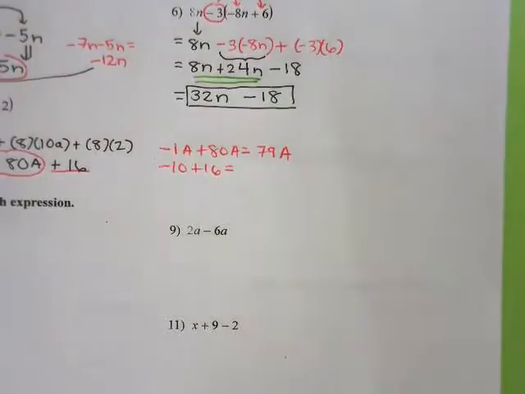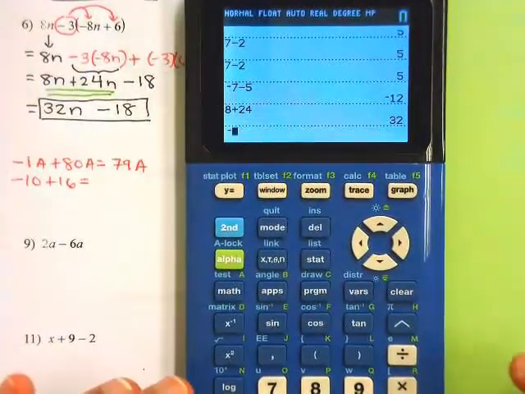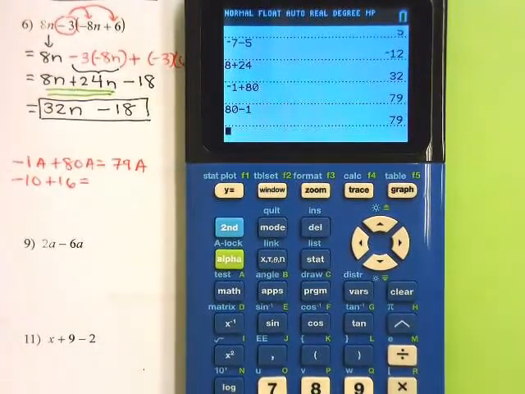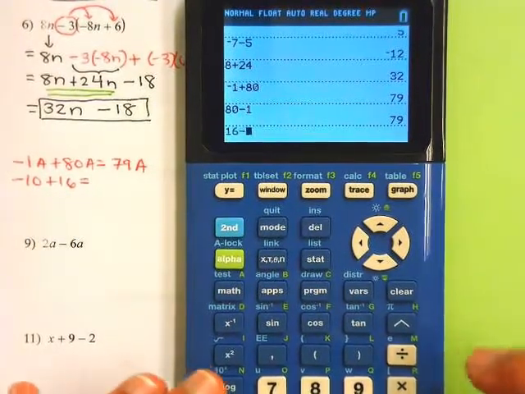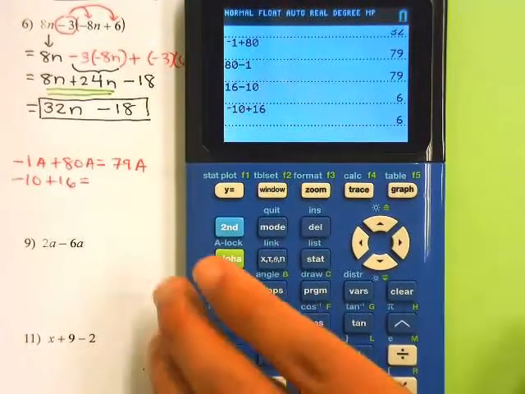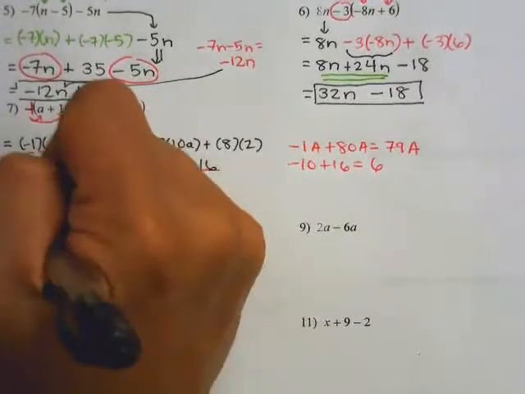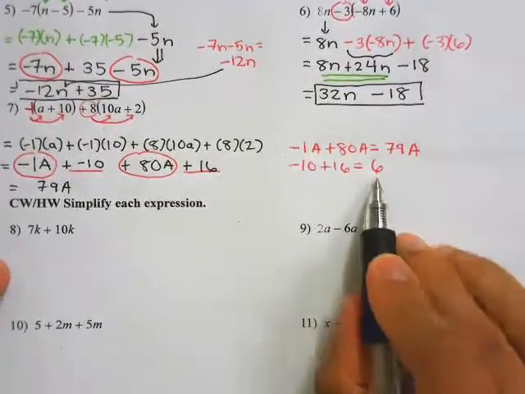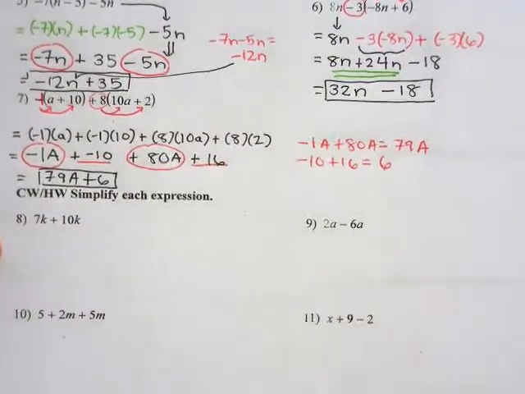Hopefully by now you know some of those tricks, or not really tricks, but patterns. Negative 1 plus 80 is the same thing as saying 80 minus 1. They are the same thing. So over here, negative 10 plus 16 is the same thing as saying 16 minus 10, which is 6. And here is proof. They're both the same thing, just written a little bit differently. So this is positive 6. Then your final answer is we're going to bring these two: it's going to be 79a, and then this is a positive 6, so we go plus 6.